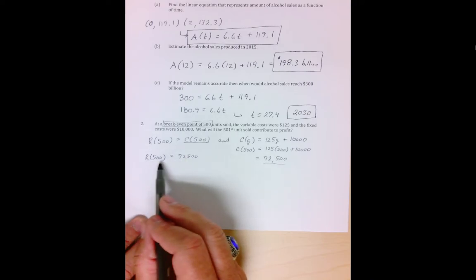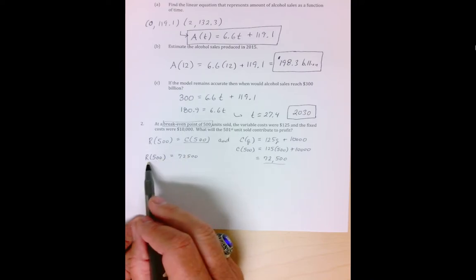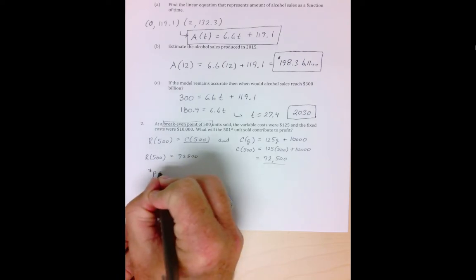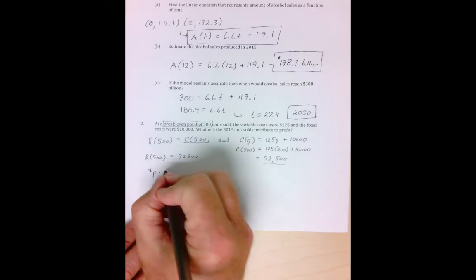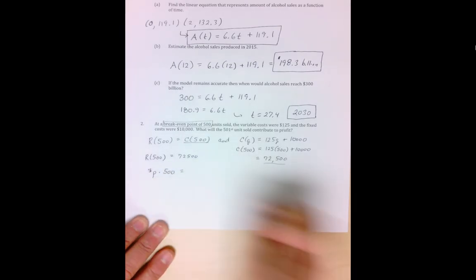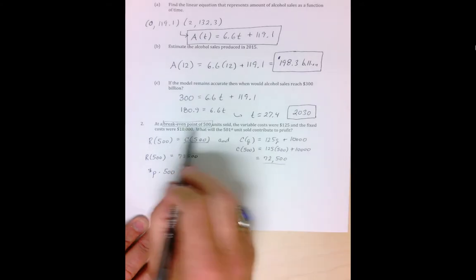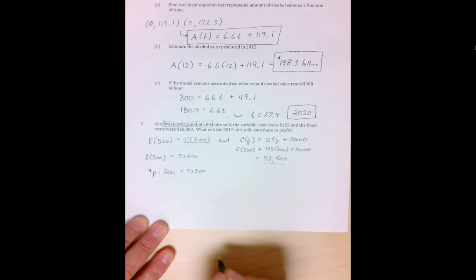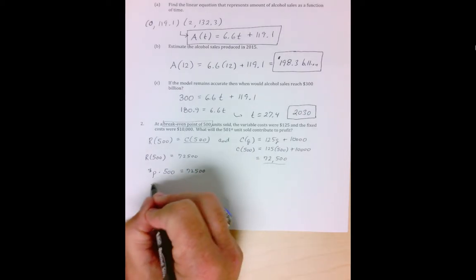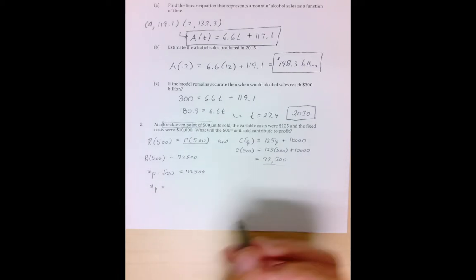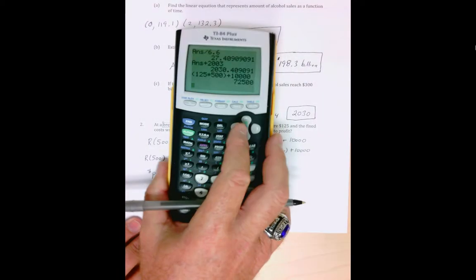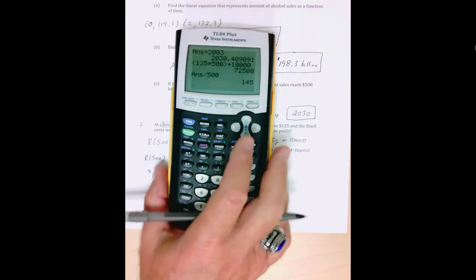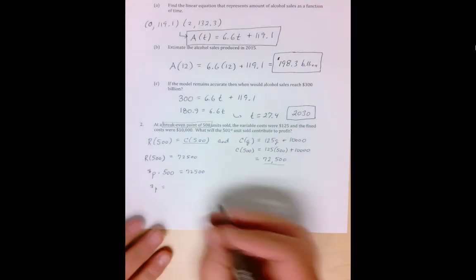Now, I can use what I know about a revenue function, which tells me that the revenue can be calculated by taking the price at which it's sold times the quantity. Well, the quantity under investigation here is 500 because of the conditions of the problem. So I know that I can find the price at which this unit is sold by taking 72,500 divided by 500. So gang, they're selling this product at $145.